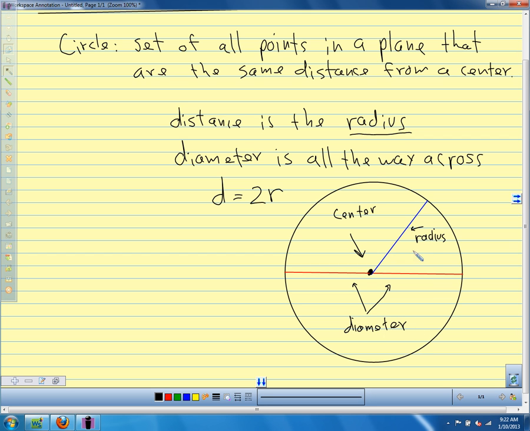And we usually use R for radius. The diameter we usually use D. So the diameter is 2 times the radius, and the point right here in the middle is our center. We've talked about circles. You've learned about circles in a lot of different places. So this is stuff that you've seen before. We just want to make sure that we're all on the same page here.